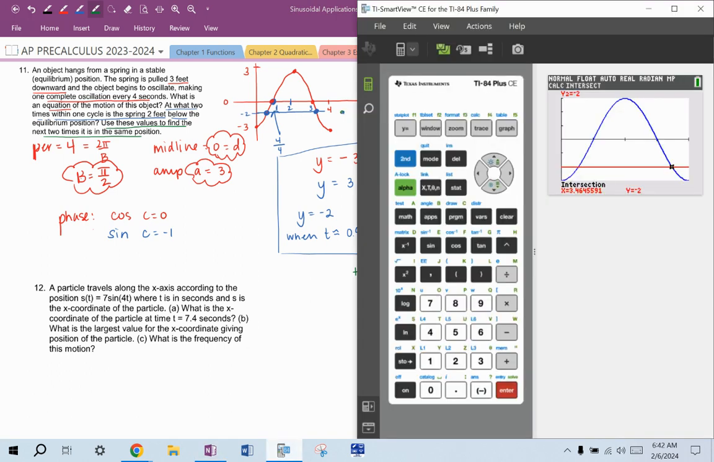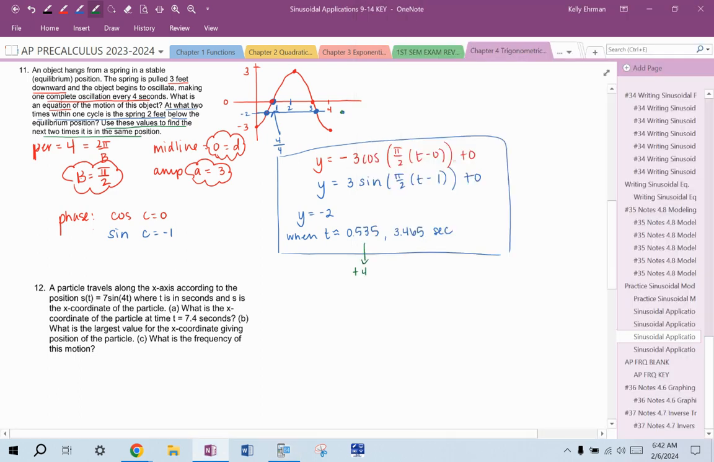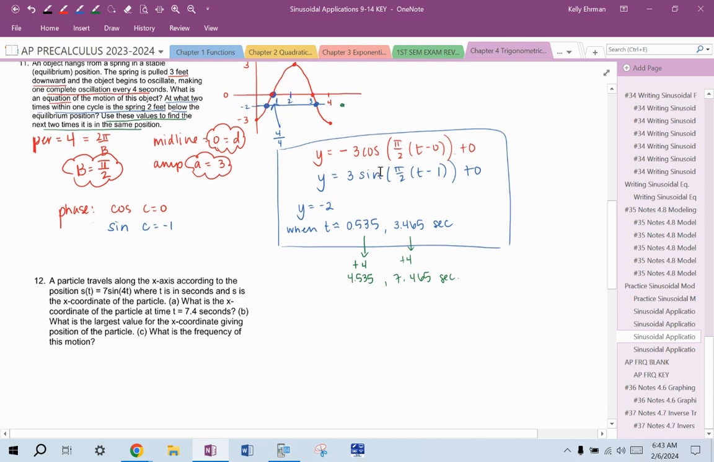So adding 4 to this, it would be 4.535. And then same thing here. If I add 4 to that, that would be 7.465 seconds. And again, that's what I could confirm as well if I continued this cosine curve on, if I let the window extend, I should see those next 2 points. So that's the idea that things are periodic. And remember, we talked about this way back in the beginning of this chapter. Periodic functions have the same behavior happening every period number of units, basically.